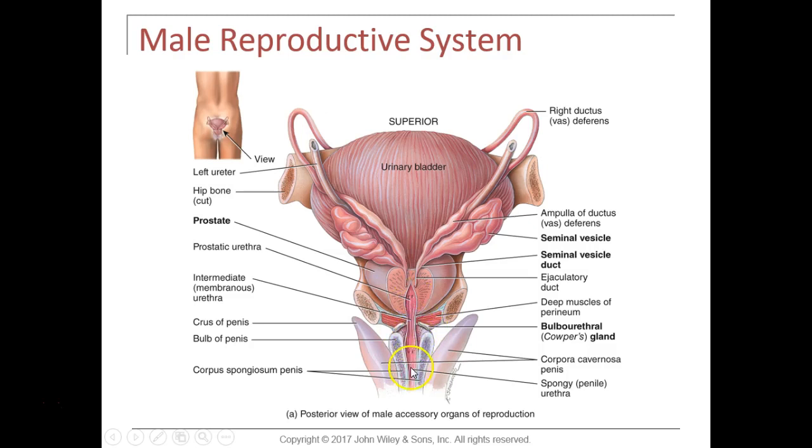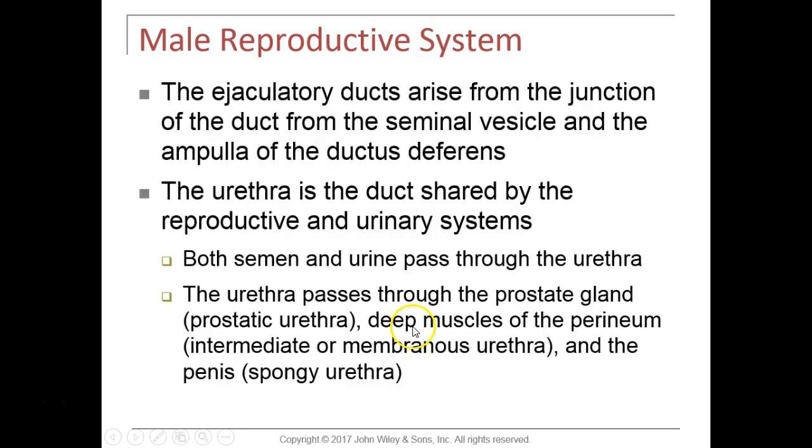But the urethra in the male is used in both the urinary system, because urine can leave the urinary bladder and go down through the urethra, as well as in the reproductive system for the delivery of the seminal fluids, prostatic fluid, and sperm cells down through the urethra and ultimately out of the body.